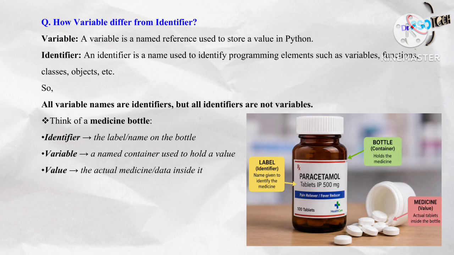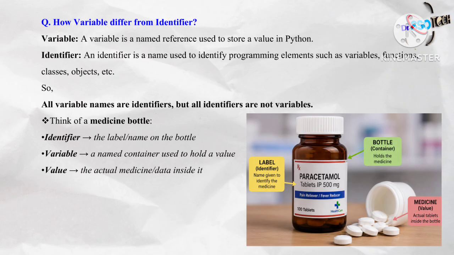Dear listeners, till now you learned about variables, their applications and rules along with simple examples. Now you may have a doubt about variable and identifier. The question is, how does a variable differ from an identifier? I will clarify in a simple way. Variable: a variable is a named reference used to store a value in Python. Identifier: an identifier is a name used to identify programming elements such as variables, functions, classes, objects, etc. So all variable names are identifiers, but all identifiers are not variables.